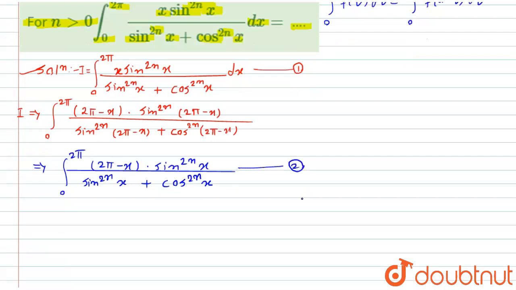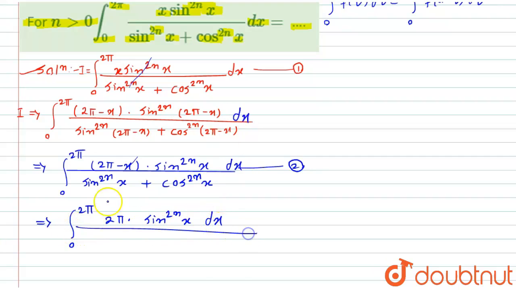Now if we add equations 1 and 2, because of this minus x, both terms get cancelled out. So we simply get the integration from 0 to 2π of 2π into sin^(2n)x dx divided by sin^(2n)x plus cos^(2n)x.